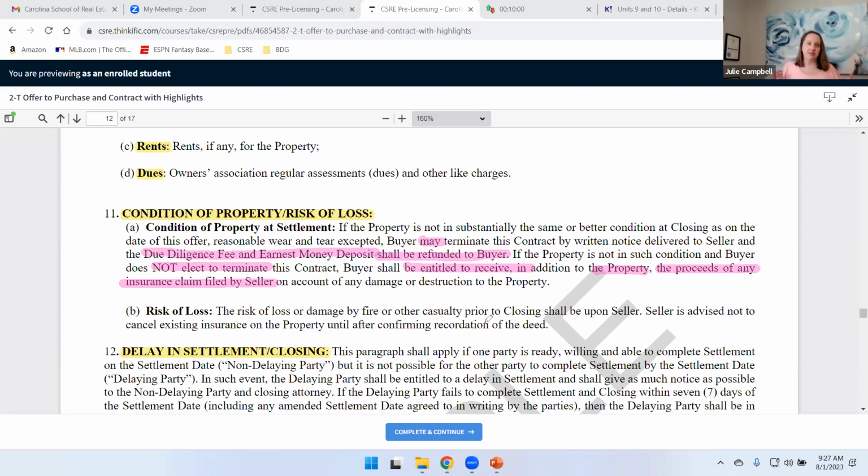Understand, I can't make this decision for my buyer. This is something that they need to decide. All I'm doing is pointing out the contract addresses what happens if the house burns down, what happens if the property is not the same or better condition.